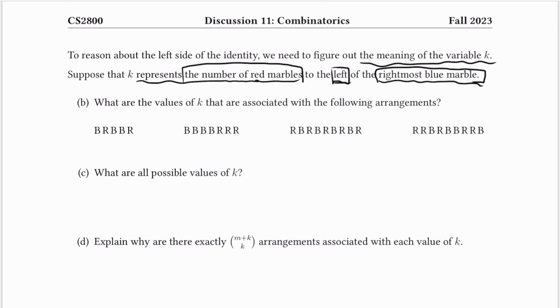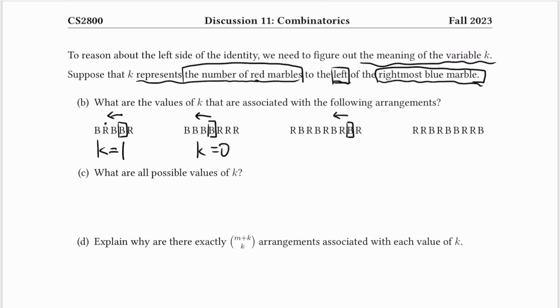Now, let's look at the answer together. For the first one, the rightmost blue marble is here. And to the left of it, there's only one red marble. So k equals 1 here. For the second one, the rightmost blue marble is here. And to the left of it, there are 0 red marbles. So k equals 0.